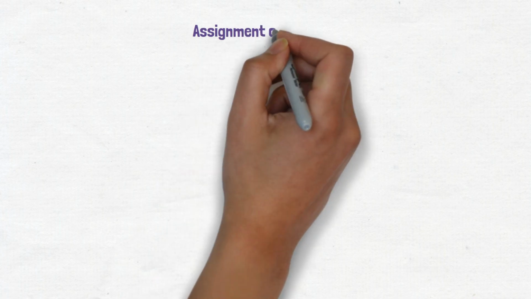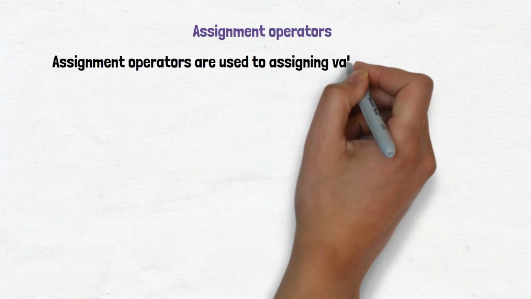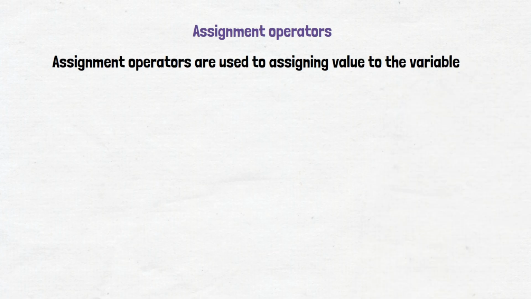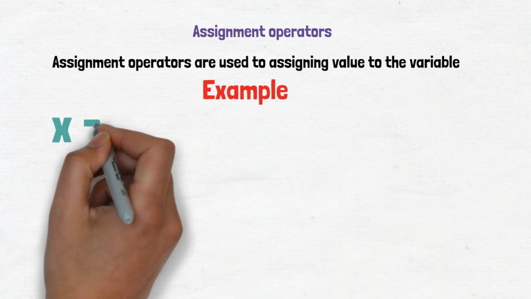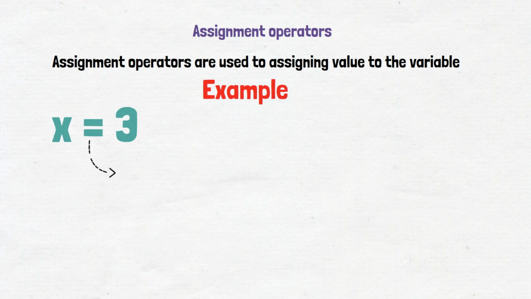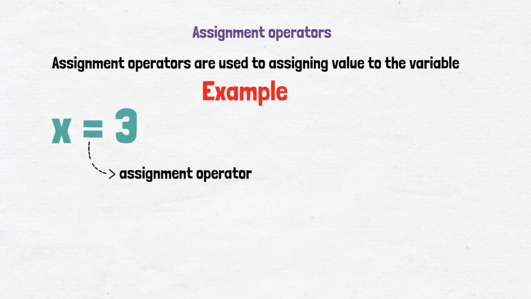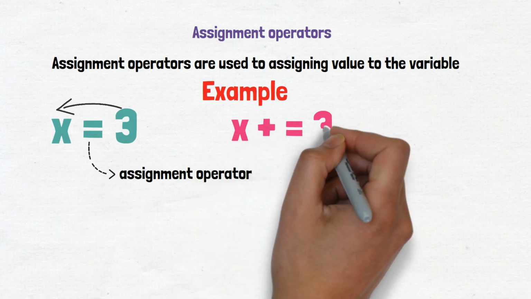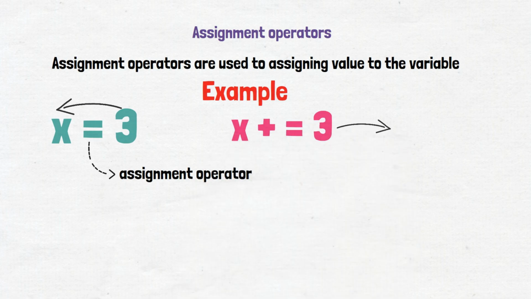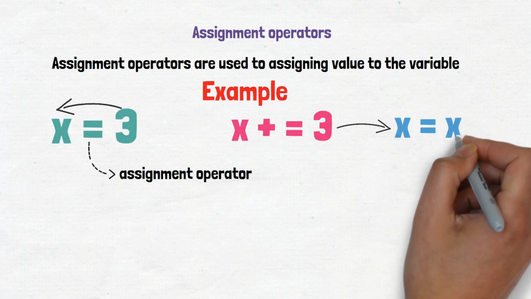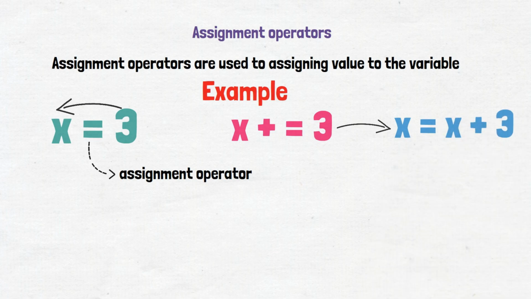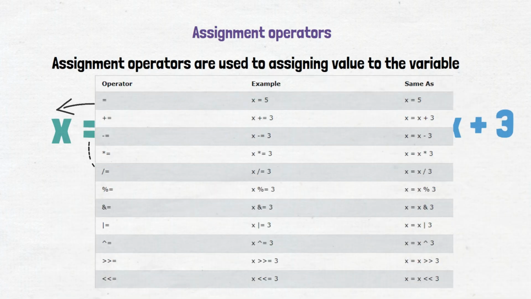Assignment operators. Assignment operators are used to assigning value to the variables. Example: x equals 3. Here, in this example, equal to is the assignment operator, where the value 3 is assigned to the variable x, using the equal to assignment operator. x plus equals 3 is the same as x equals x plus 3. There are many assignment operators, given in this screen capture.